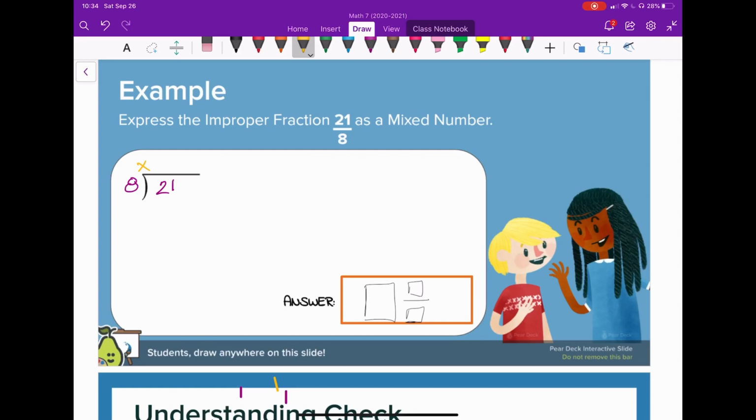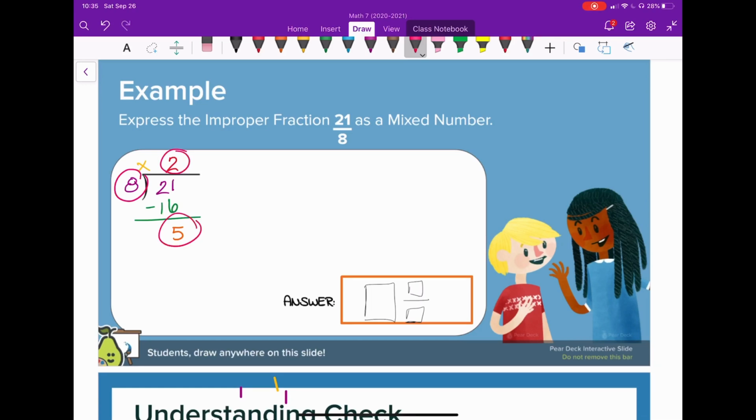If we go 1 back, we end up with 2. 8 times 2 is 16. Now we subtract. 21 minus 16 is 5. I have the 3 numbers I need, so I am done. I just have to plug them in correctly. So I have the 8, the 2, and the 5.